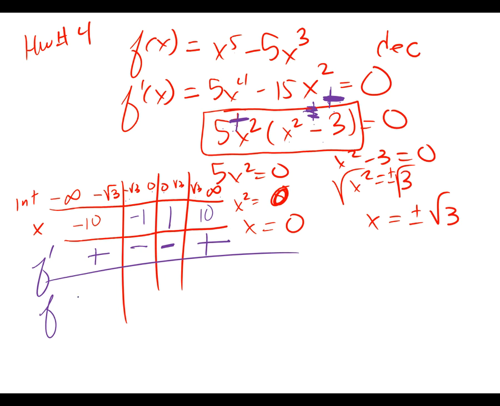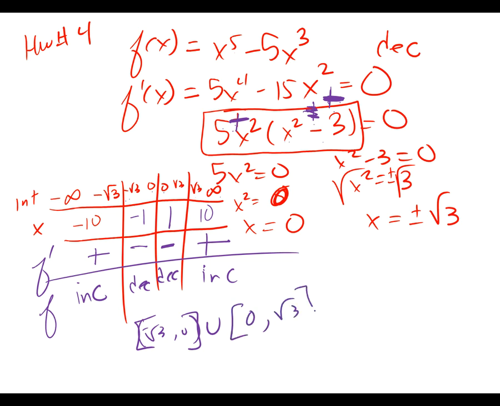So this one says, if I'm looking at the original and I'm talking first derivative, for this first interval, are we increasing or decreasing? Increasing, and then in this interval we are decreasing, decreasing, and it's increasing. And I don't know if they're going to have you do negative square root of 3, comma 0 with a union, and again, this is brackets on that one, and 0 to square root of 3.